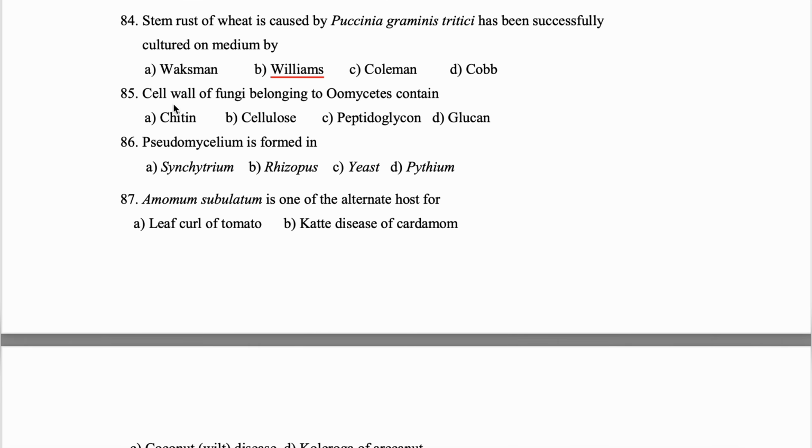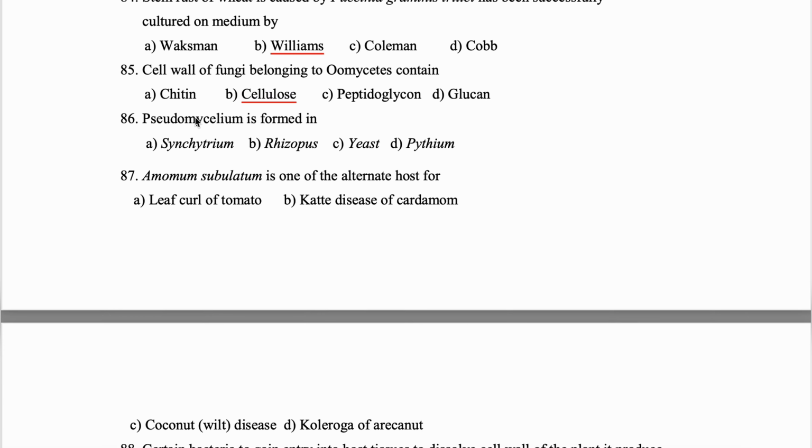Next, 85. Cell wall of fungi belonging to Oomycetes contain cellulose. 86.